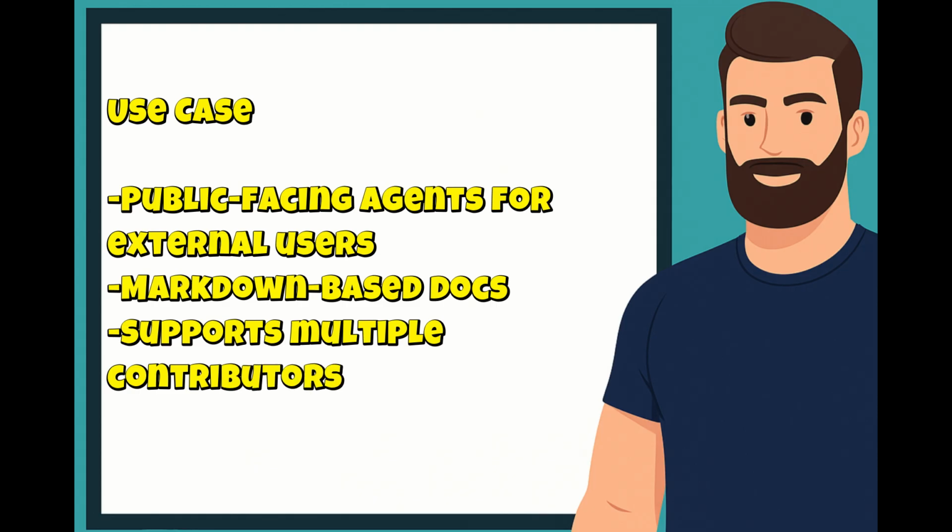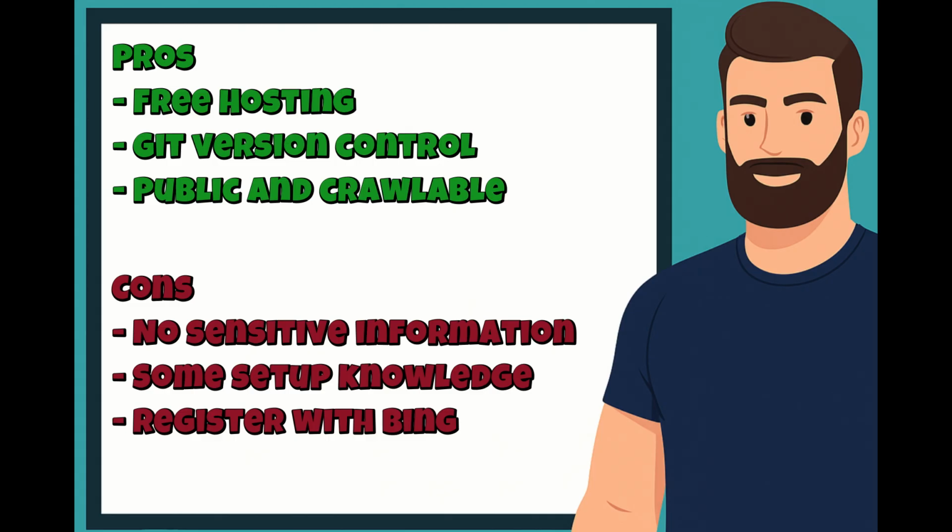So the use case for this is public-facing agents for external users. It's Markdown-based documents, and it supports multiple contributors. Pros: it's free hosting. There's Git version control, which is better than SharePoint in my opinion. Cons: it's public and crawlable, which can have sensitive information, it requires some setup knowledge, and you need to register with Bing.